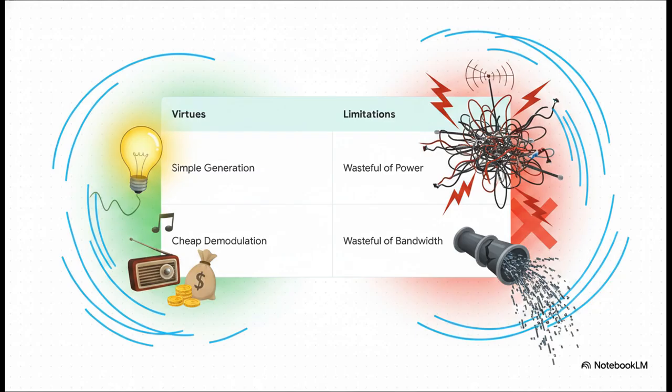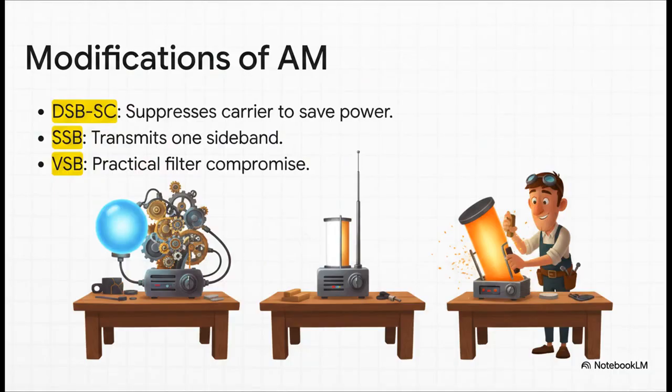But on the limitation side, standard AM is brutally wasteful. It wastes precious bandwidth by transmitting redundant sidebands, and it wastes at least 2/3 of its electrical power transmitting a carrier that literally carries no actual information. Because of these severe limitations, engineers being engineers developed modifications of AM. They thought, if the carrier wastes power, why not just kill it? That gives us double sideband suppressed carrier, or DSB-SC.